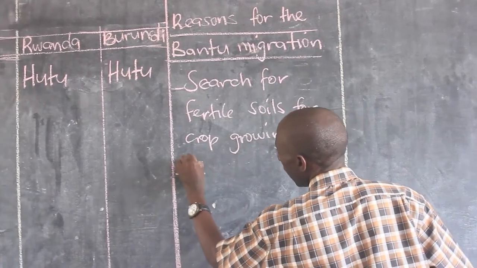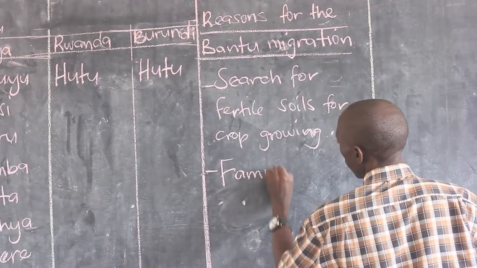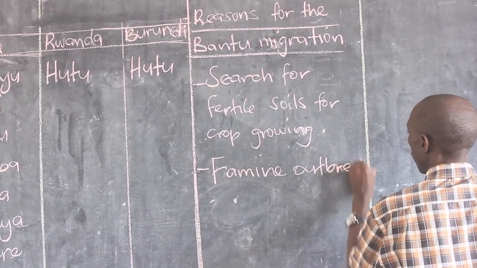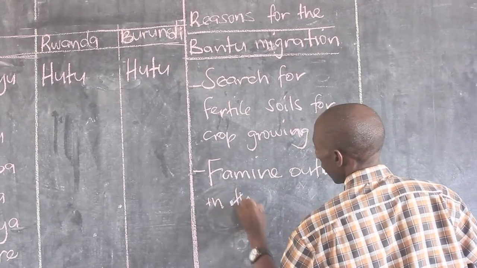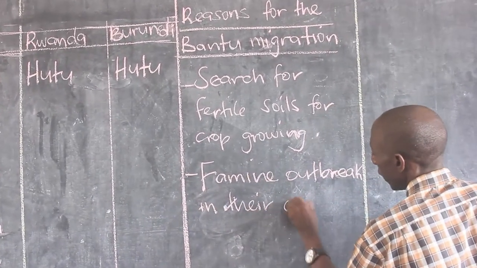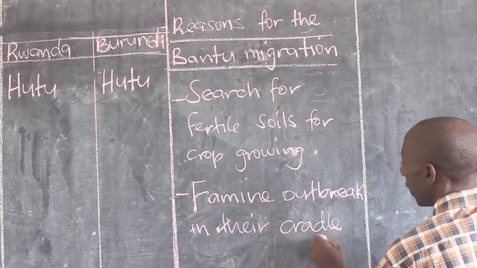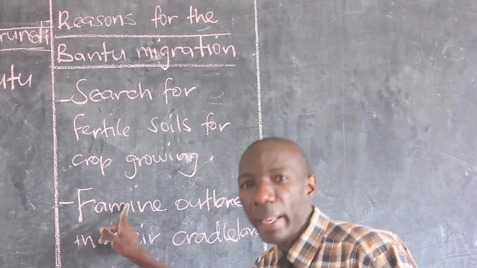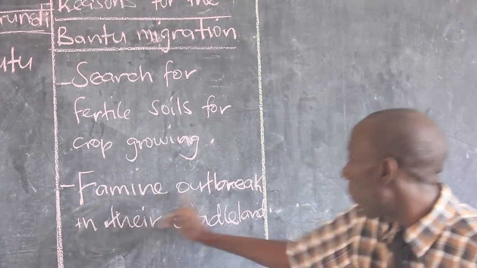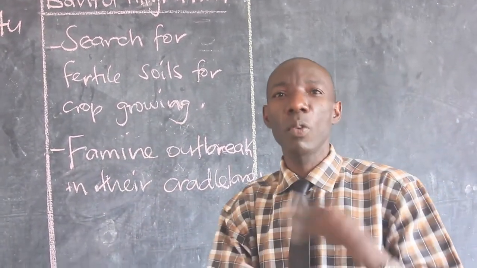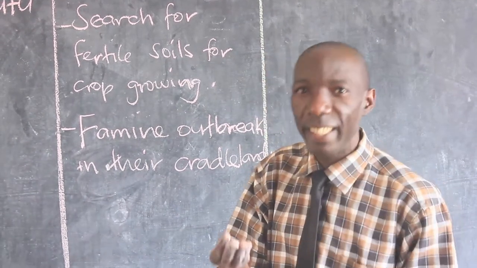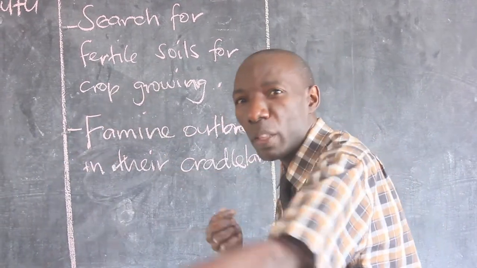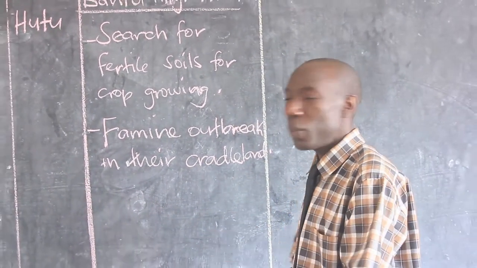Another reason was famine outbreak in their cradle land or homeland. It is believed that the Bantu had a famine in their original homeland, and their population had grown greatly. So they wanted another area where they could carry out their farming to run away from a famine.